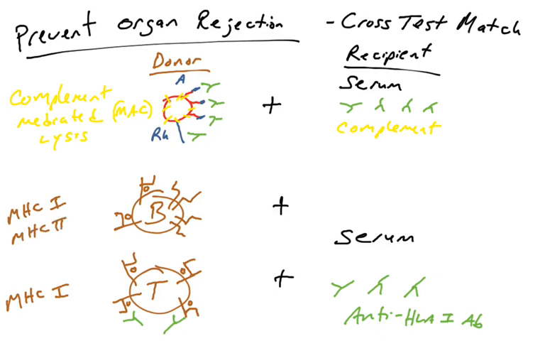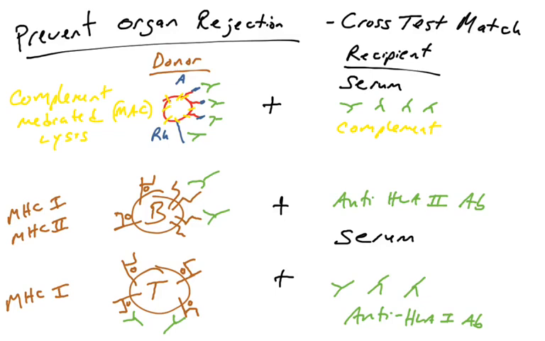For MHC class 2, we use serum from the recipient. Maybe they have anti-HLA2 antibodies floating around in their serum that would bind MHC2 molecules on the surface of donor cells. Again, you can easily extract white blood cells from the donor's blood, and now we're looking at probably B cells, because B cells have both MHC class 1 and class 2 expressed on their surface. So if a recipient has antibodies that bind these HLA2 or MHC2 molecules, then that is also going to lead to rejection of the donor's organs.